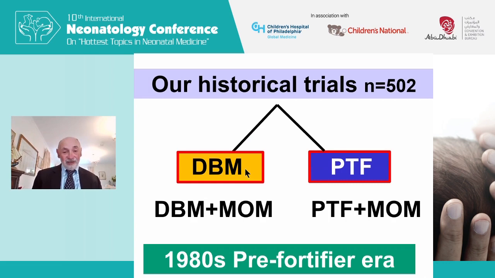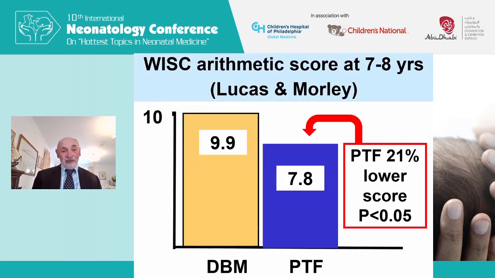If we look at our historic trials, I'll just give you an example. We have banked breast milk versus preterm formula again, and you can see that the arithmetic score at 7 to 8 years of age was 21% lower in the preterm formula group, despite the fact that there was a much greater nutrient content of preterm formula versus donor milk.